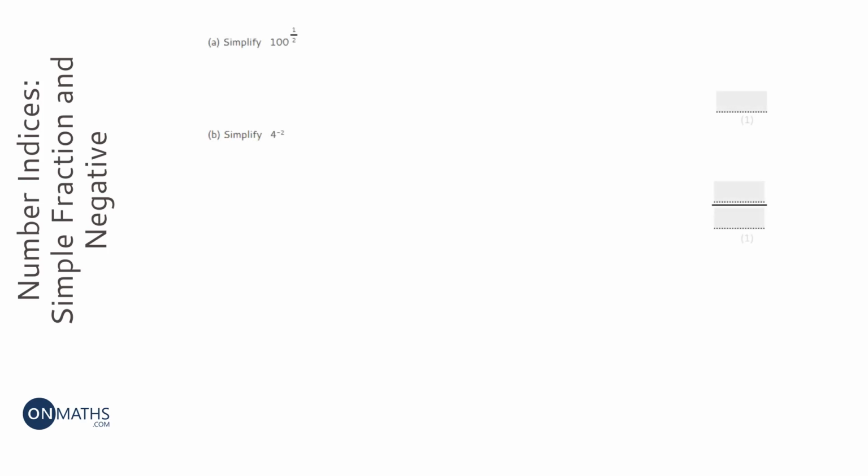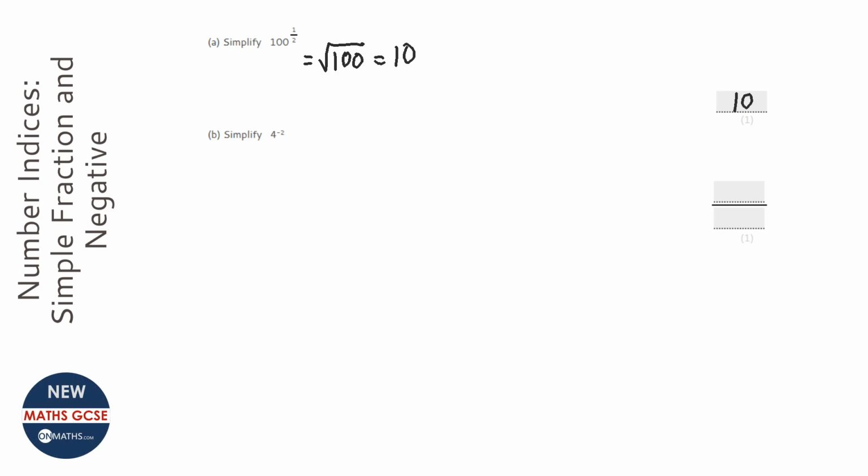Now, both these questions just rely on you remembering the rules. The most common wrong answer for A is 50. Anything to the power of a half is a square root. So the square root of 100 is 10. So the answer is 10. Now, you could have had plus or minus 10, but for this question, they normally aren't that fussed about having the negative version.